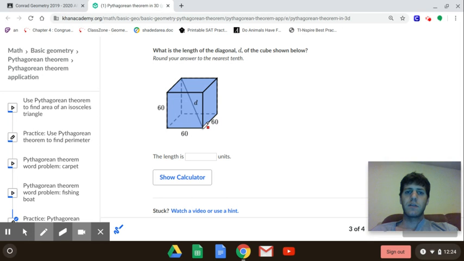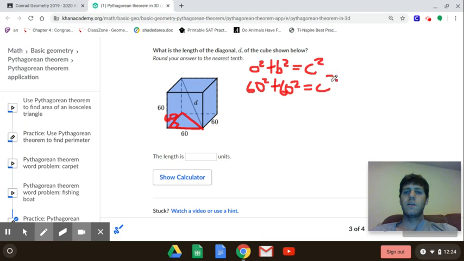All right, so the first thing we want to look at here is this triangle of the cube. Okay, so this side's 60, so we know this side over here is also 60. So we have 60, 60, and then we can find our hypotenuse here. So we're going to do a squared plus b squared equals c squared. Our a and our b are 60 and 60, so we're going to do 60 squared plus 60 squared equals c squared. 60 squared is 3,600.